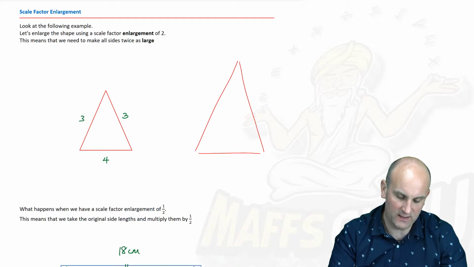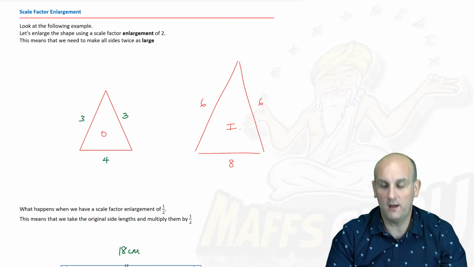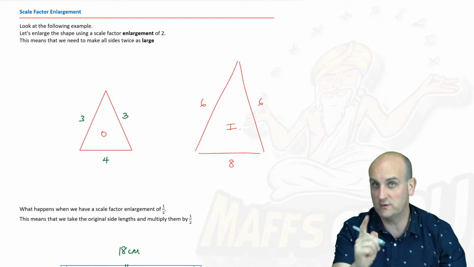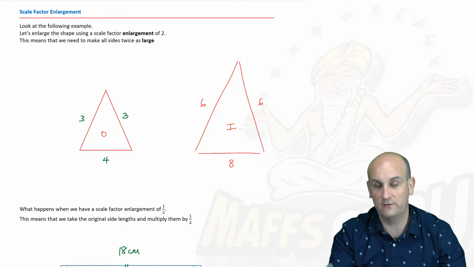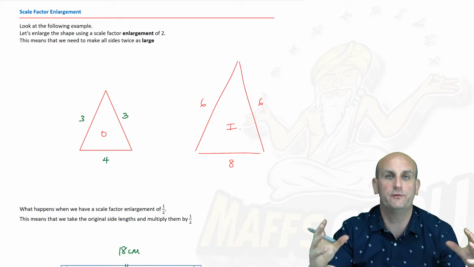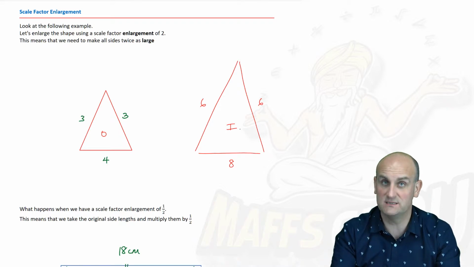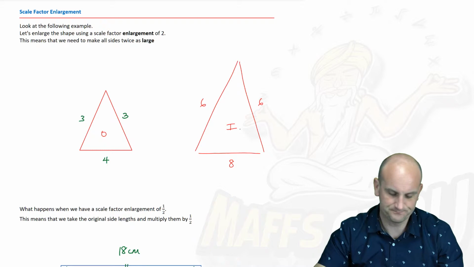So what do I have here? I have 6 and 6 and 8. And if that was the case, I would write O for my original and I for my image, and I am great. Thank you very much. Now I'm going to ask you a question in a moment about the size of the angles inside. When I double the size of the shape, do my angles double as well? Because the sides are doubling, don't the angles double?